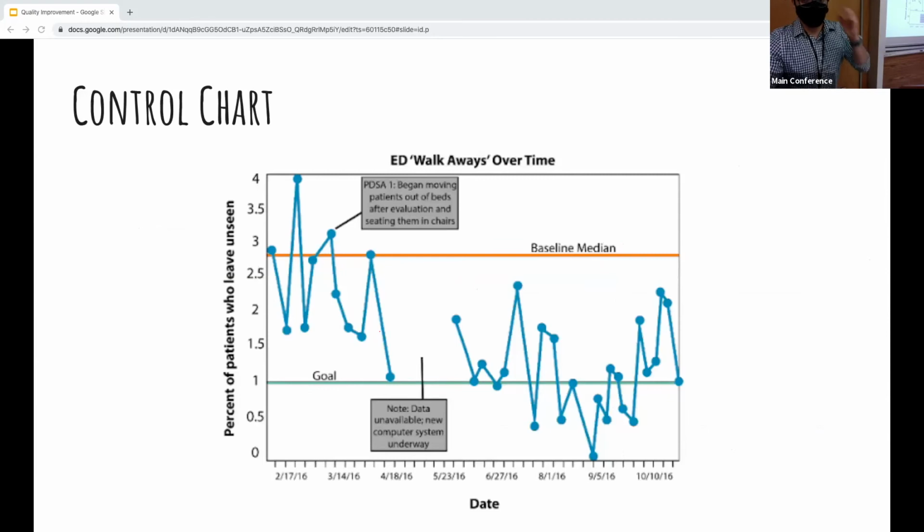Lastly, it's a run chart or a control chart. This is basically a way of plotting data over time, and you can compare information pre and post intervention, and it will help you see whether the change was impactful or not.